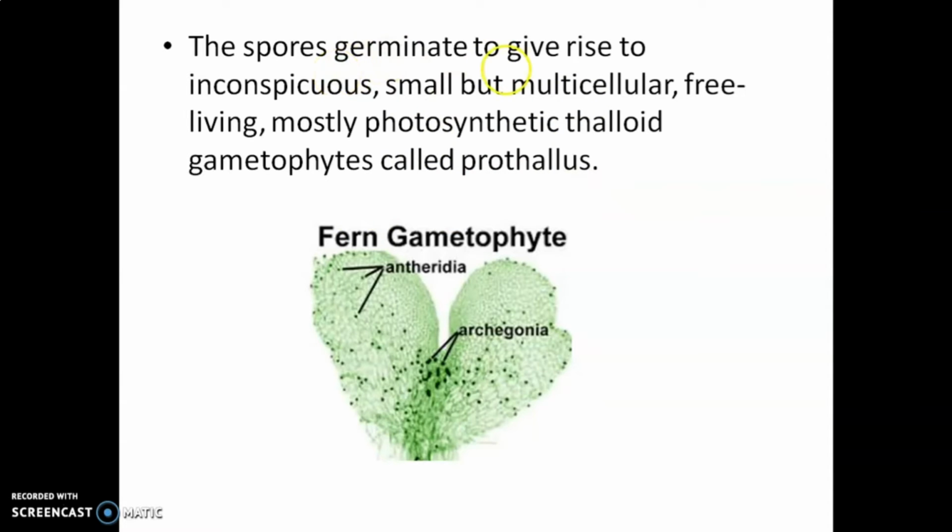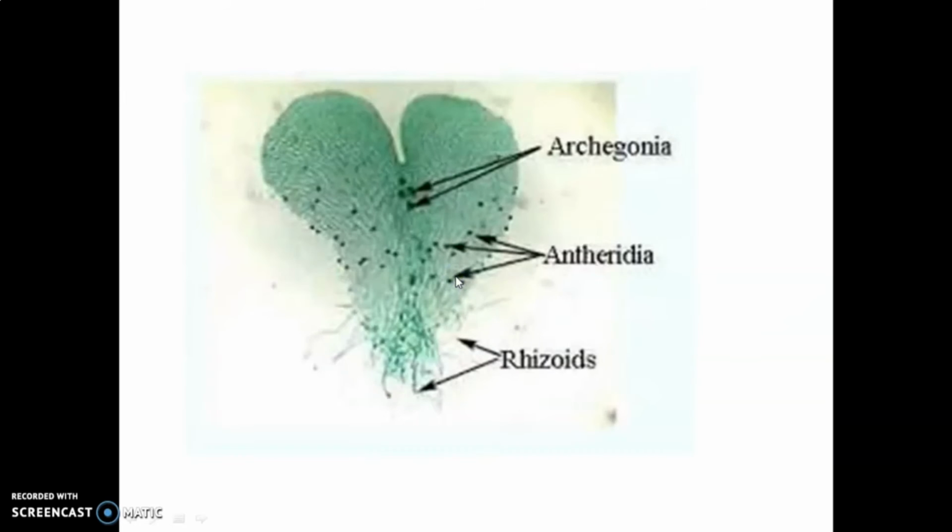The spores germinate into that gametophyte. It is small but multicellular, free-living and photosynthetic thalloid. It is known as prothallus. Clear? And these gametophytes require cool, damp, shady places to grow. And because of this specific restricted requirement, the need for water for fertilization, the spread of living pteridophytes is limited and restricted to very narrow geographical areas.